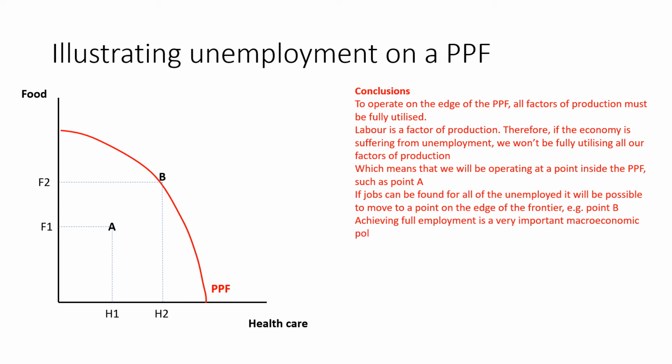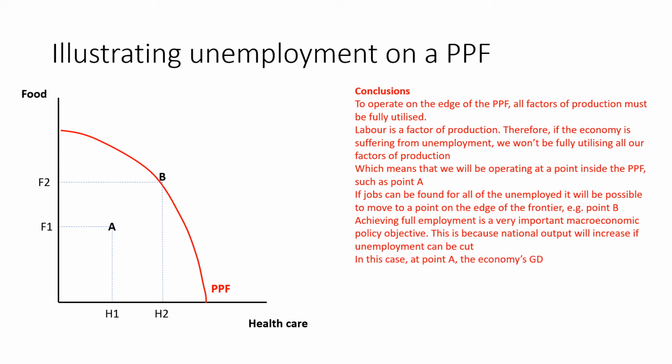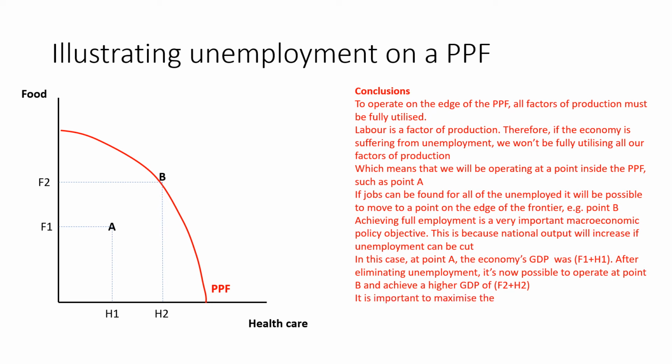Achieving full employment is a very important macroeconomic policy objective. This is because national output will increase if unemployment can be cut. In this case, at point A, the economy's GDP was F1 plus H1. After the elimination of unemployment, it's now possible to operate at point B and achieve a higher GDP of F2 plus H2. It's important to maximise the economy's output. This is because the more that society can produce, the more it will be able to consume.